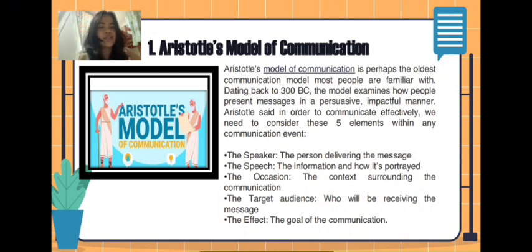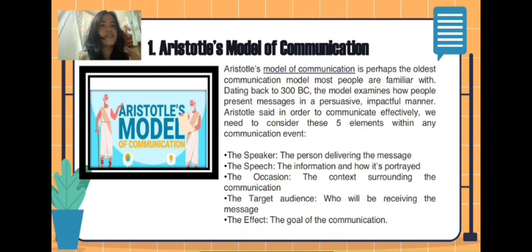Next one is the speech, the information and how it is portrayed. So in the enactment, the host introduced the university president as the one who will give the remarks in the event. The occasion is the third one, which is the context surrounding the communication. Since the occasion calls for formality and welcoming guests from all around the globe, the tone was friendly yet firm and formal at the same time. Next is the target audience. They will be the ones receiving the message in the assembly. So in the ASEAN assembly, they are the participants.